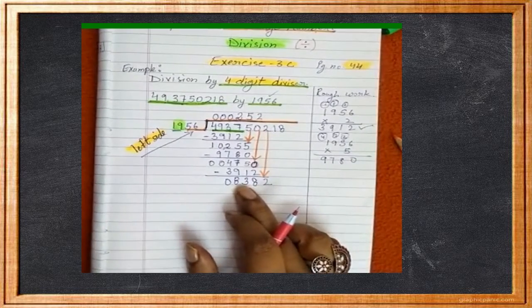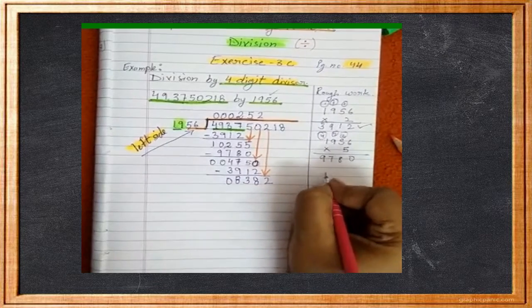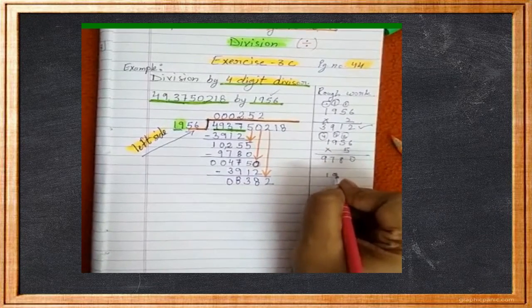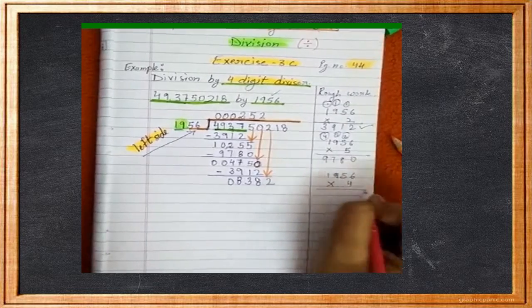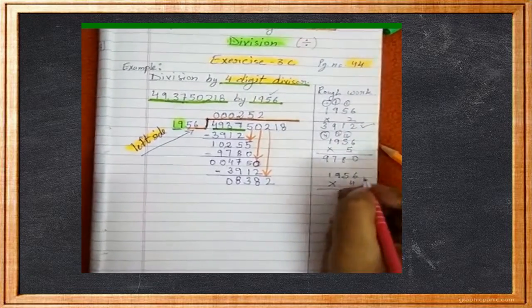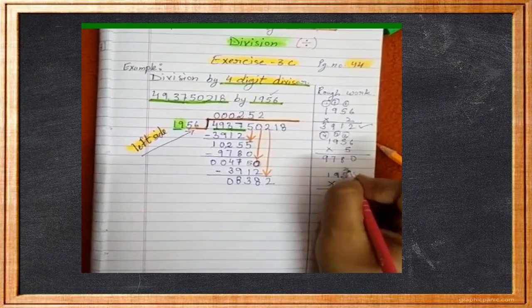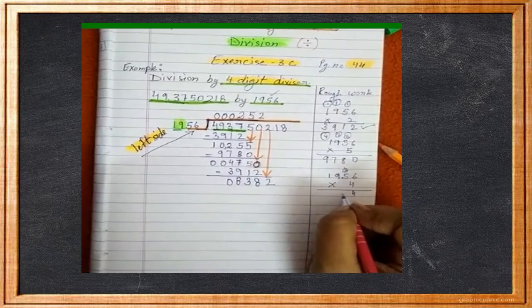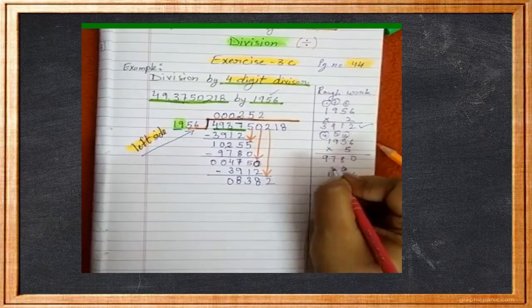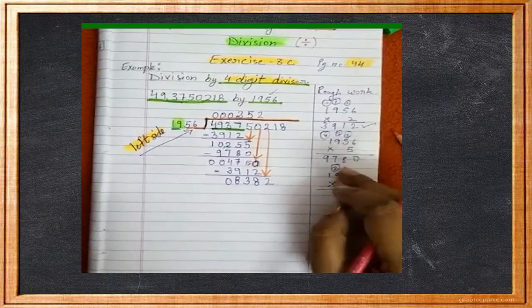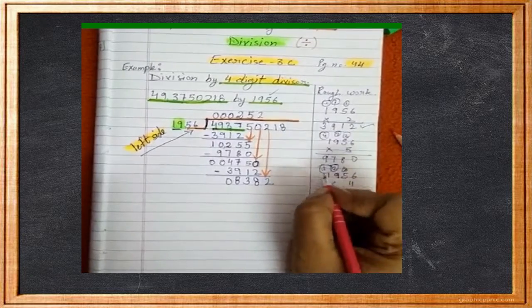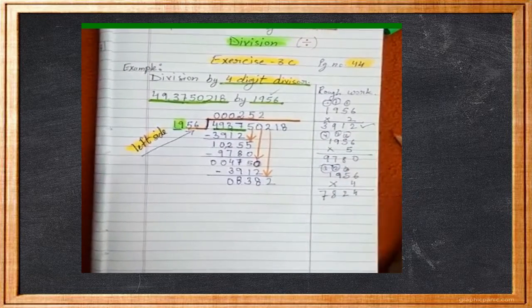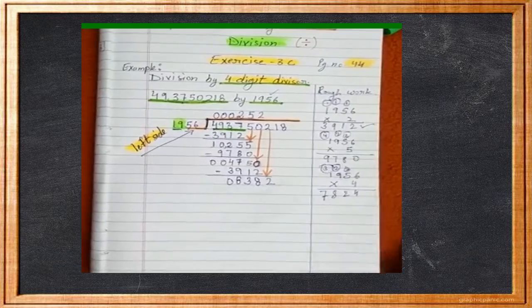So now what you have to do? You have to multiply 1956 by 4. Yes, children. 4 6s are 24. 4 5s are 20. Carry 2, 22. 2 here. 2 here. 4 9s are 36. 36 plus 2, 38, 3 will be here. 4 1s are 4 plus 3, 7, 7,824.